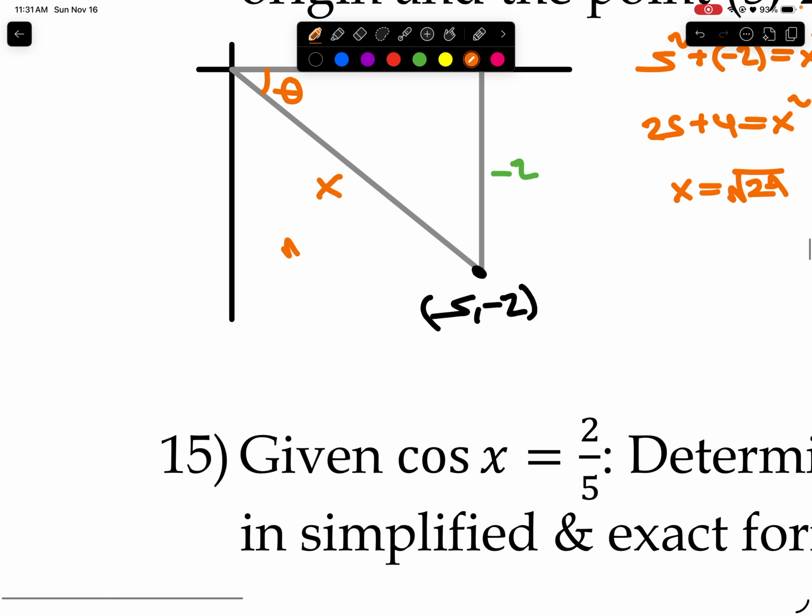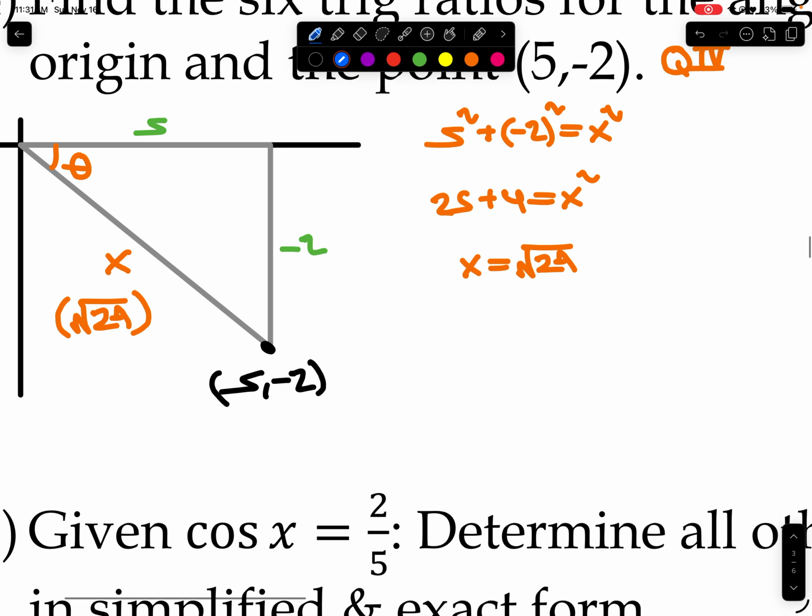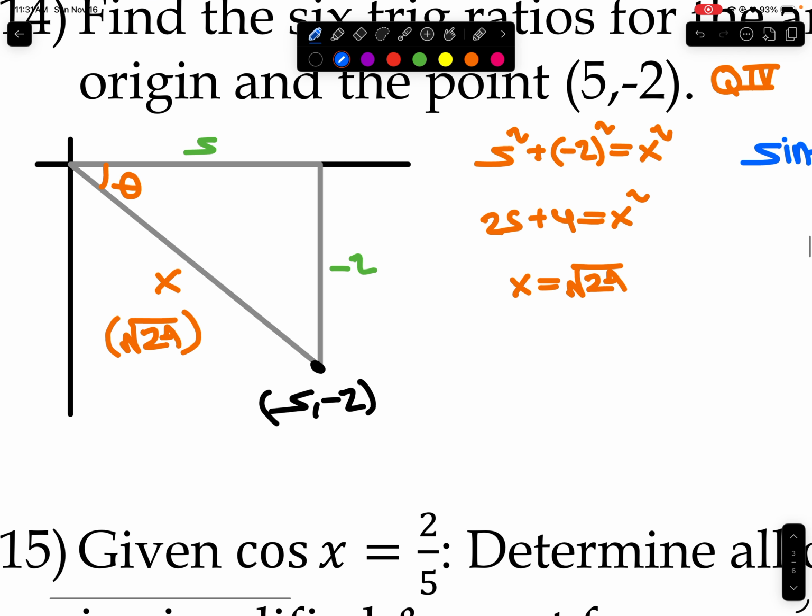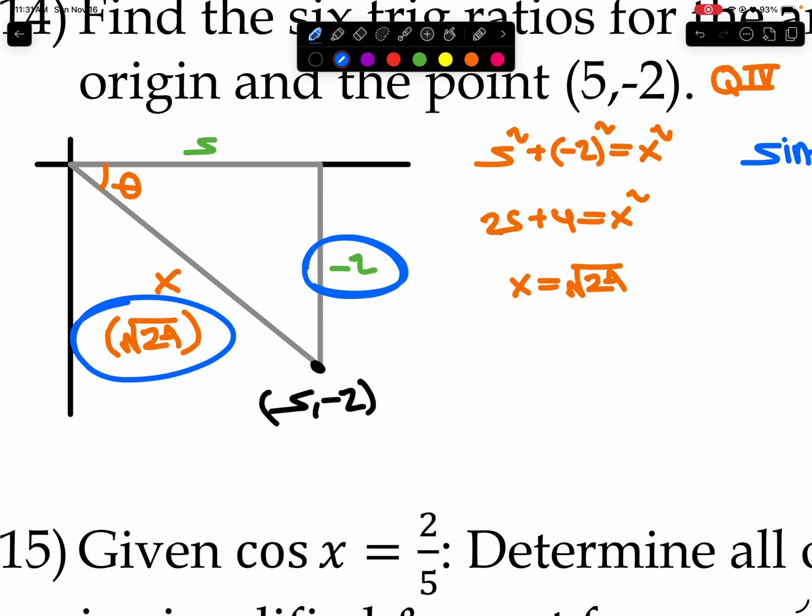Gross. All right, so now I'm ready to do my trig ratios. So sine of theta is going to be the opposite over the hypotenuse. So -2 over root 29.